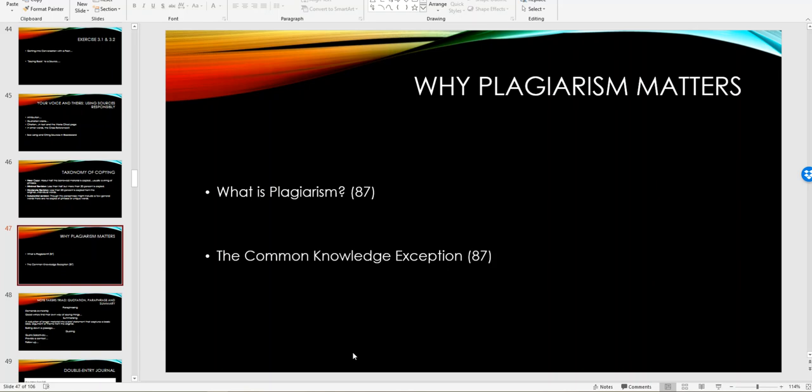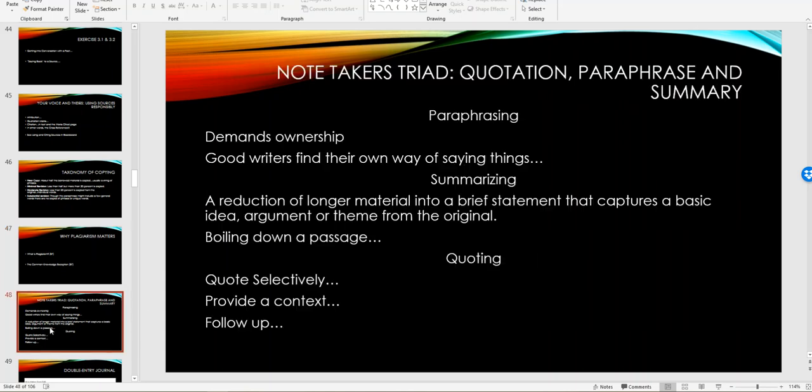This is critical, and how do we work through the weave in academic writing, which we'll talk about in Chapter 4. So the idea here is Ballinger talks about the note taker's triad of quotation, paraphrase, and summary. Paraphrasing demands ownership. Good writers find their own way of saying things. This is critical. This is the reason why I chose this particular portion for your discussion board post this week. Given the 8-week limits of our summer course, I can't spend a whole lot of time on it, but understanding paraphrasing is critical. Summary is a longer paraphrase, all right? You're taking longer material and you're summarizing that.